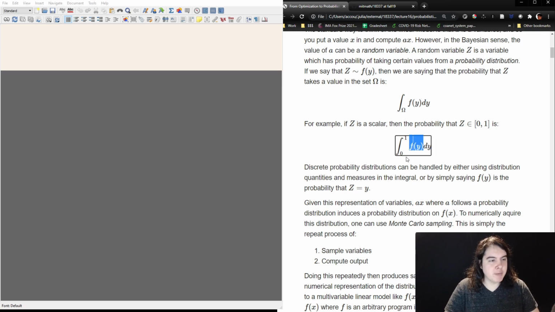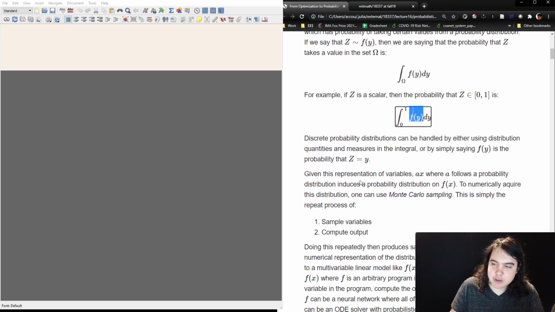So we want to figure out the probability of hitting these regions given the fact that any given point is unlikely, right? Every single point you take from a probability distribution has zero probability, but when you build a distribution about those points, that is still well defined. So discrete probability distributions can be handled as quantities and measures under the integral, right?